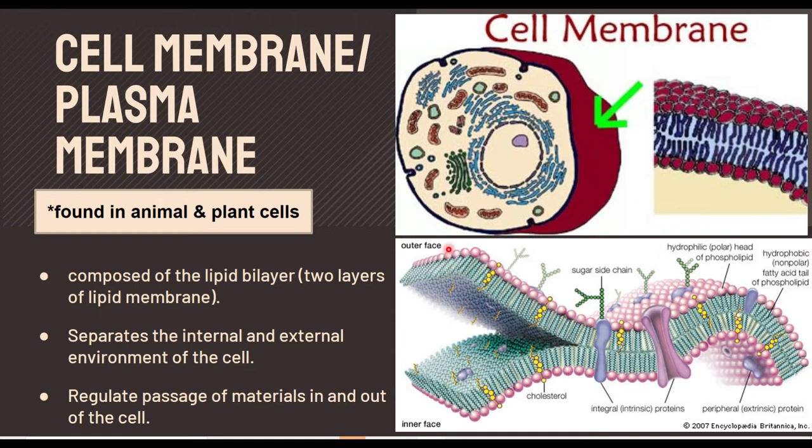Okay? So for this lesson, I will only introduce that the structure of the cell membrane is composed of two layers of lipid membrane, also known as the lipid bilayer. And since it is some sort of boundary, the cell membrane separates the internal environment of the cell and the external environment of the cell. And the cell membrane regulates or controls the passage of materials inside or outside of the cell.